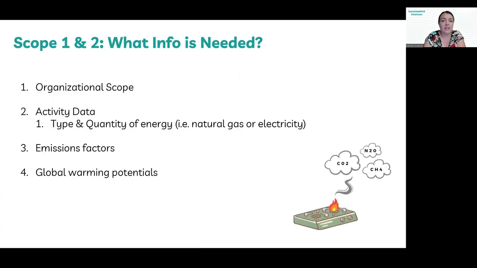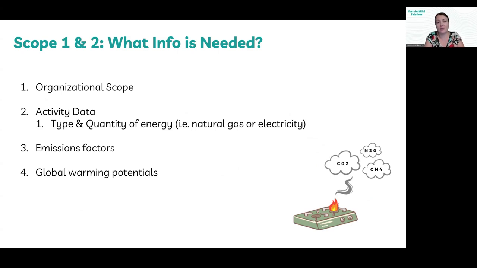So what do you need to start calculating your greenhouse gas footprint for your business? Well, you're going to start off with your scope 1 and 2. That's always a great place to start. And if your business gets billed for utilities, you can start this process today. So, what info do you need?